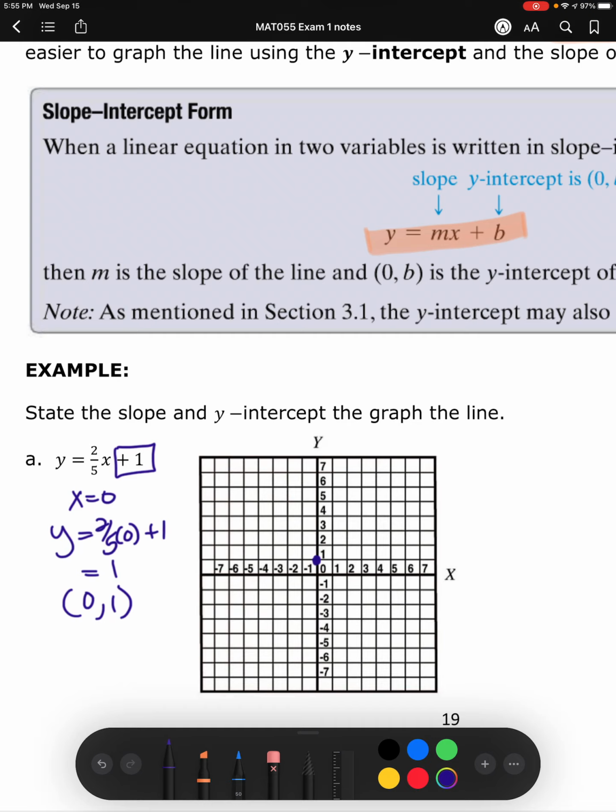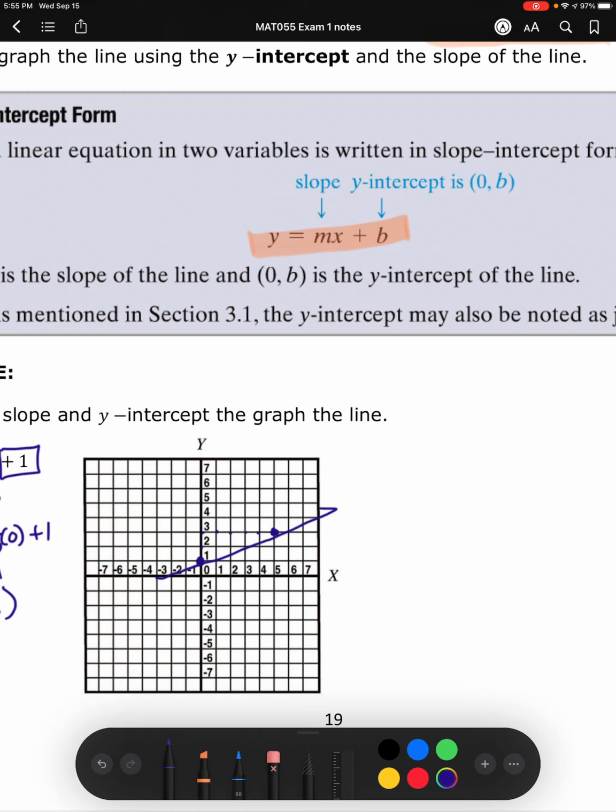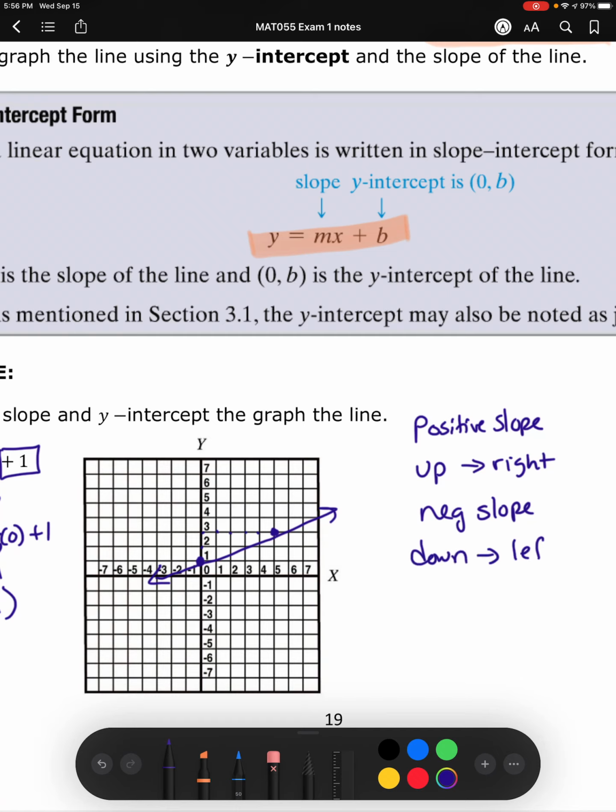And then I'm going to use the slope, the rise over run. 2/5 means I'm going up by 2, 1, 2, and then over 5. And when I do that, I land at the point (5, 3), it looks like. And then of course you can take your ruler and draw the line. So if it's a positive slope, then you go up and then right. For negative slopes, go down and then left.